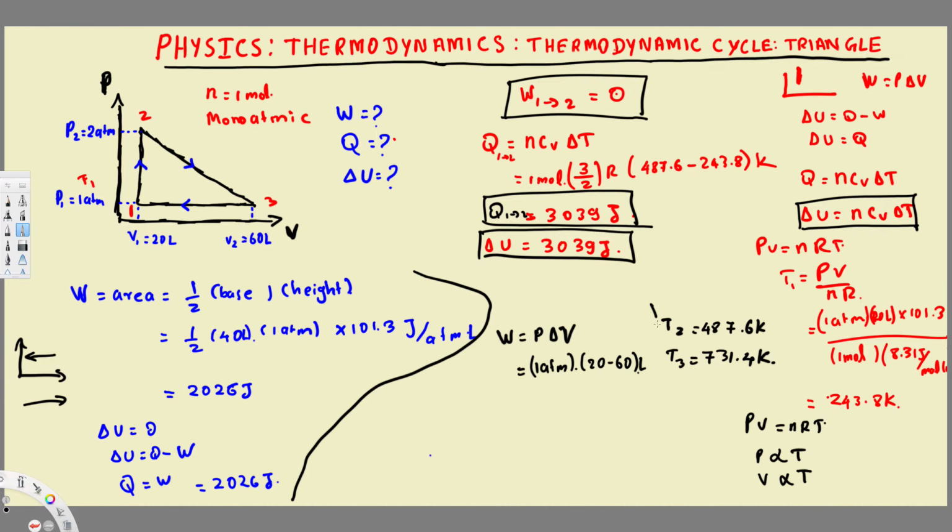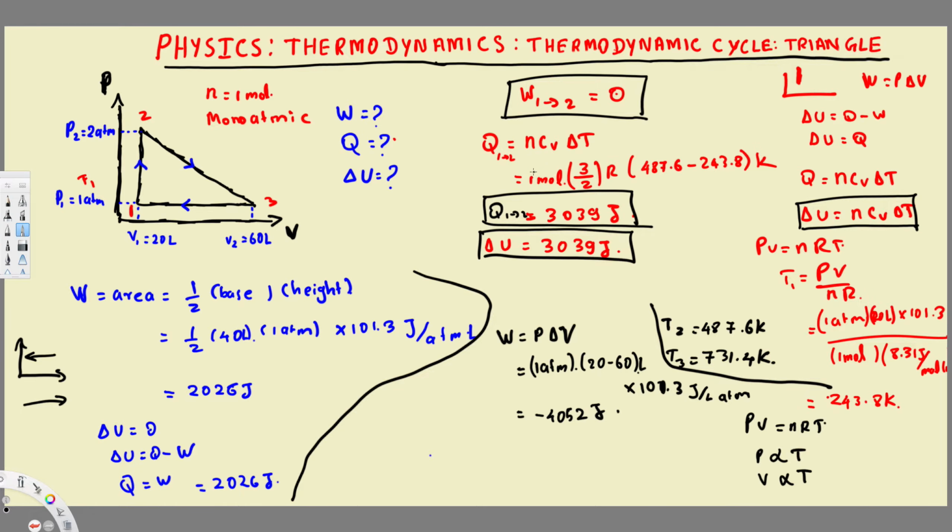Now we have this one in atm liter, so we have to convert this one into joule. To do that, we simply multiply this by 101.3 joule per liter atm, right? And if you calculate this value, that's going to give you negative 4052 joule.